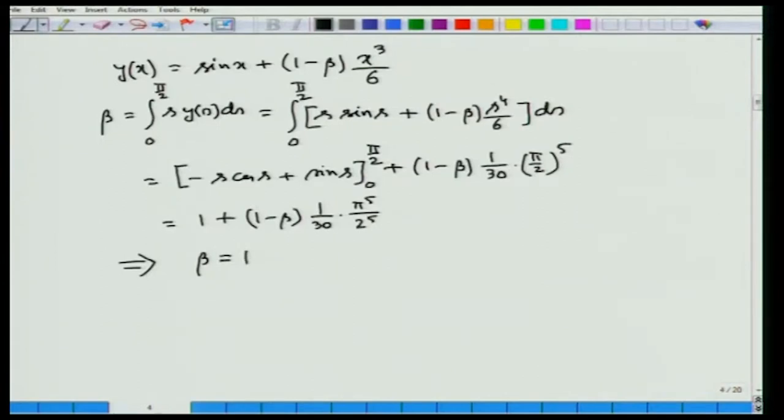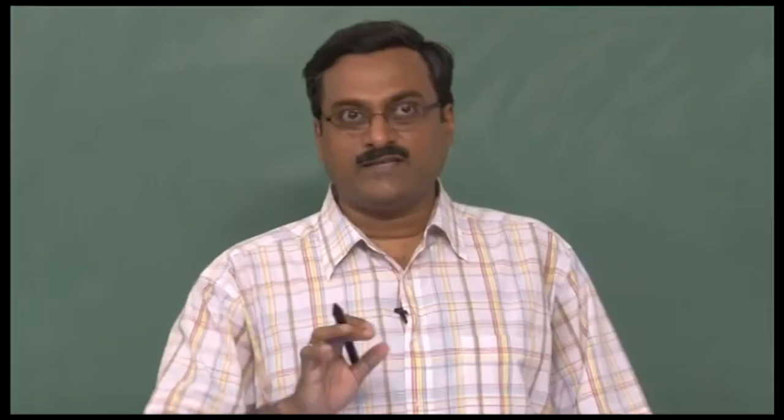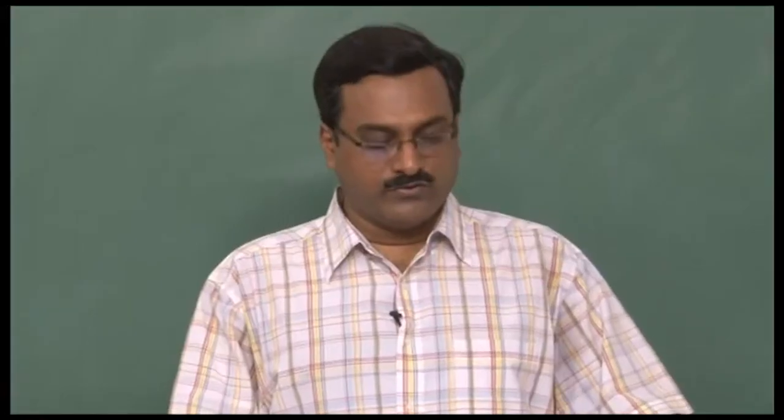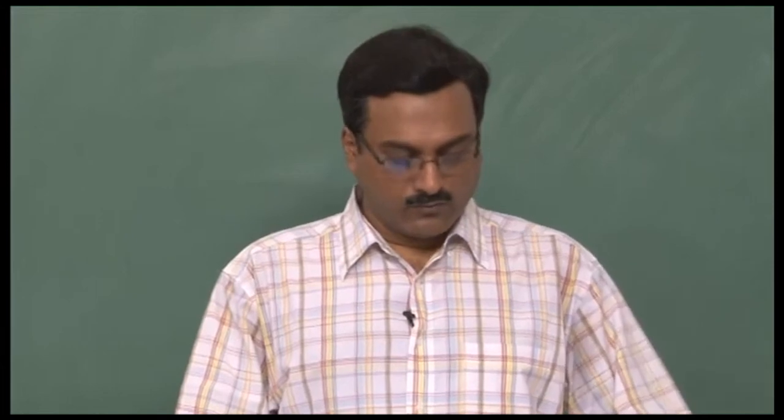So, already we have y(x) equal to sin x plus (1 minus beta) x cube by 6. And in this expression, only beta was unknown. Now, we are able to find the value of beta, which is equal to 1. So, substituting here, you can find the solution to the given problem is y(x) equal to sin x. And of course, by substituting this expression into the given integro-differential equation, you can verify this is the solution of the given equation. And of course, this particular function y(x) equal to sin x satisfies the initial conditions, that is y(0) equal to 0 and y dot(0) equal to 1.